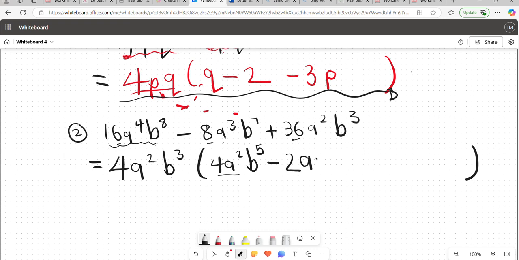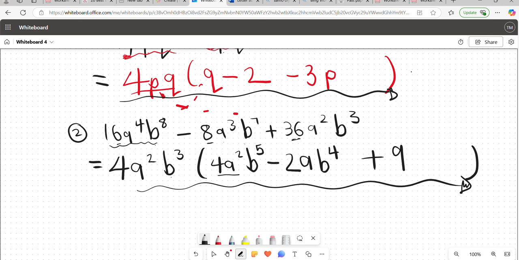b to the 3 multiplies with the b to the 4 to give me b to the 7, right? And then lastly, this 4a squared b to the 3 multiplies with what to give me this guy? I notice the a squared is already in the answer. The b to the 3 is already in my answer. So the only thing that needs to multiply there is the 4 that needs to multiply with the 9 to give me this correct answer there.